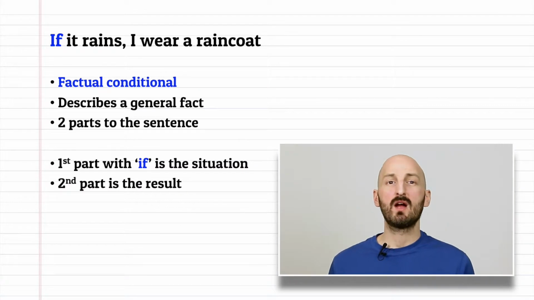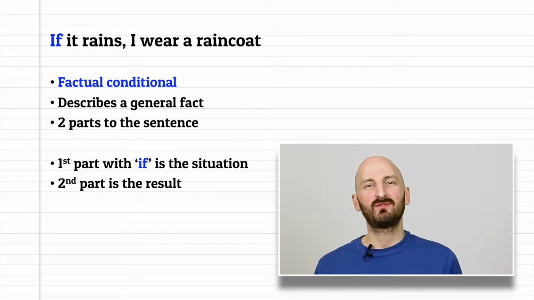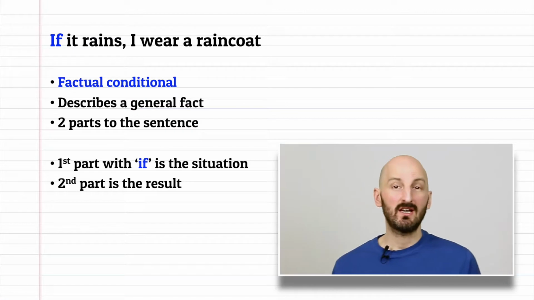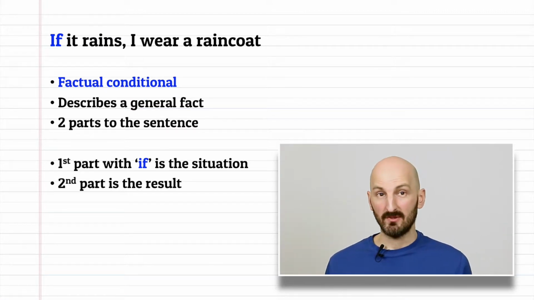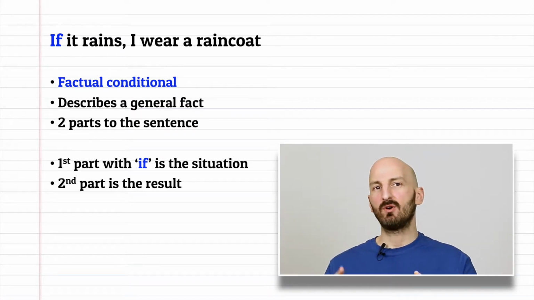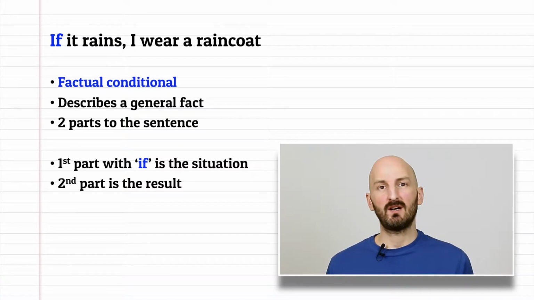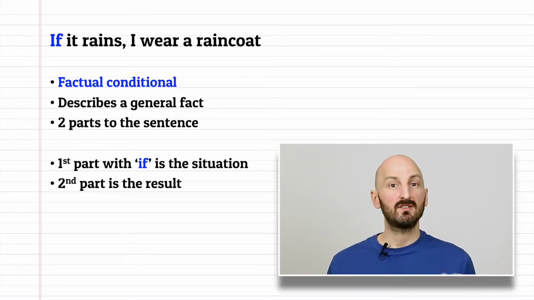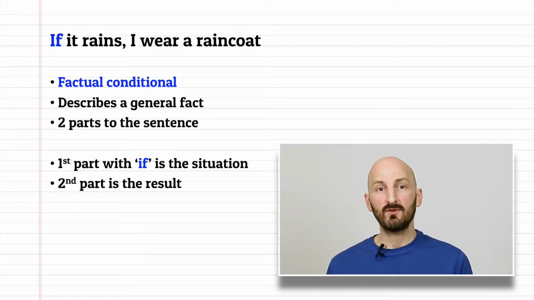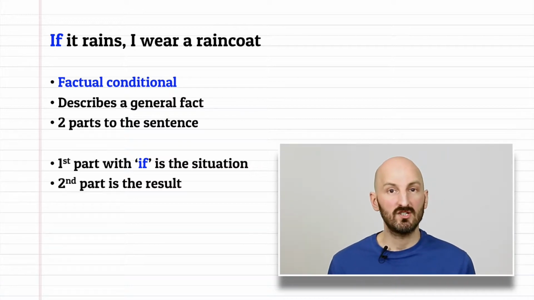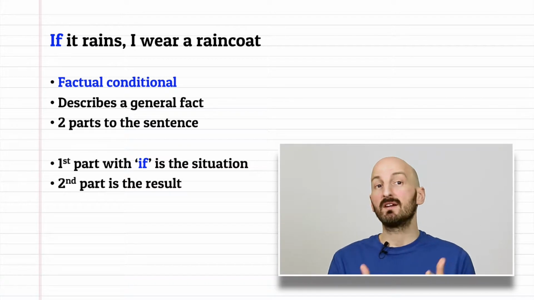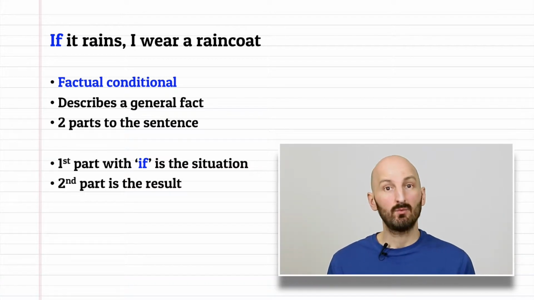If it rains, I wear a raincoat. This is a general fact and describes a situation and result that always happens. The sentence is made up of 2 parts. The first part is if it rains and describes the situation. The second part is I wear a raincoat and it describes the result of the first if part. So when the first part of the sentence or the situation happens, the second part of the sentence is the result. We know this because we use the word if.